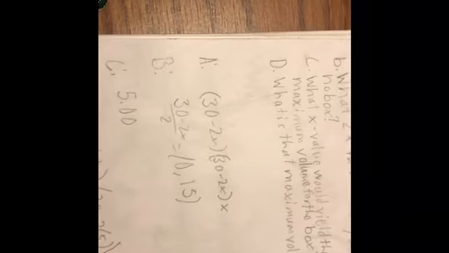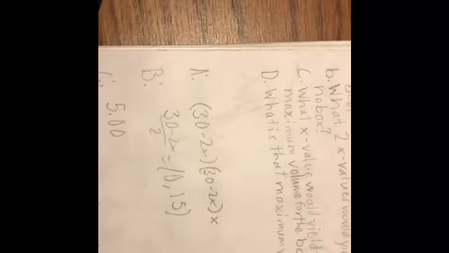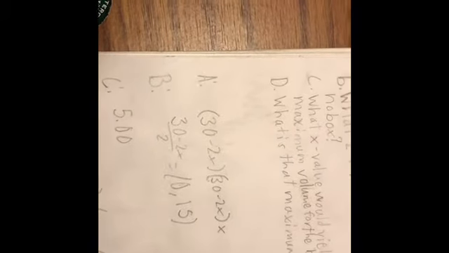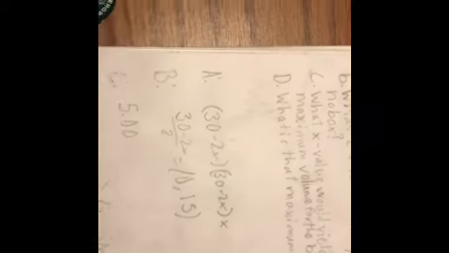For B, what two x values would yield no box? All you have to do is take 30 minus 2x equal to 0, and get x by itself, and you'll end up with 15, and you'll end up with 0 because there's no height. So you'll have 0 and 15, and that will yield no box.